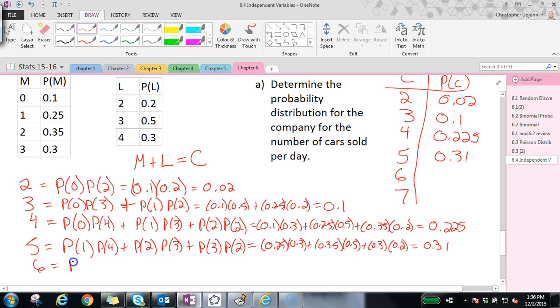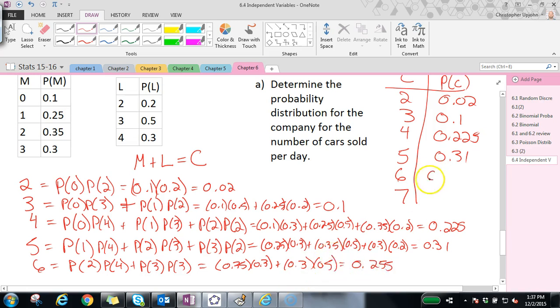For 6, we can get that 2 different ways: 2 from Mario and 4 from Luigi, or 3 from both. So that would be 0.35 times 0.3, plus 0.3 times 0.5. You get 0.255.